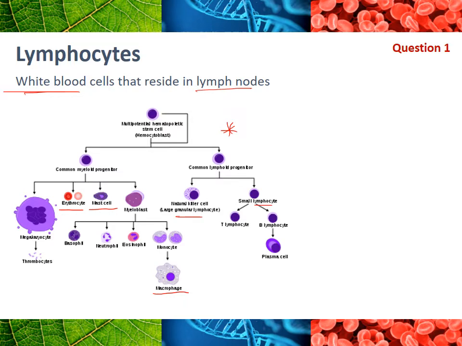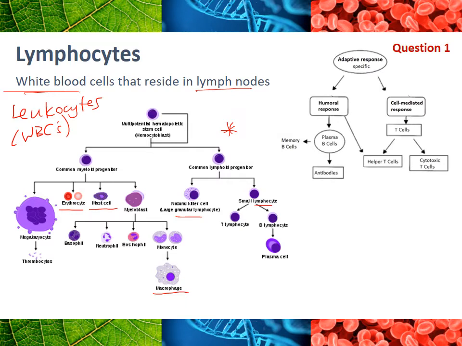So all white blood cells are called leukocytes. Okay, that's all white blood cells. And then there's a type of leukocyte or a type of white blood cell called lymphocyte, and they live in lymph nodes. We're going to cover lymph nodes today. Again, if you remember this from our overview of the immune system, the specific response, we have B cells and T cells. So they are lymphocytes.